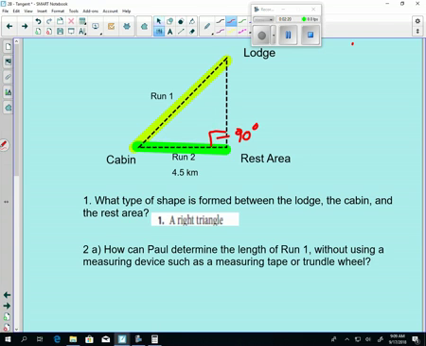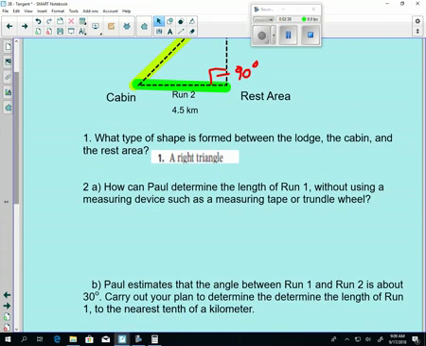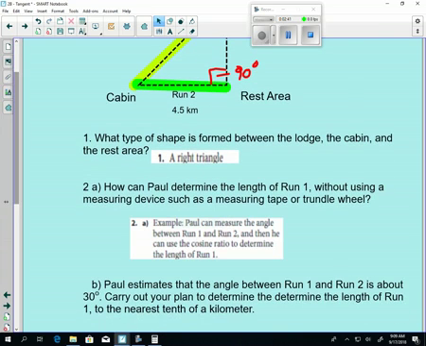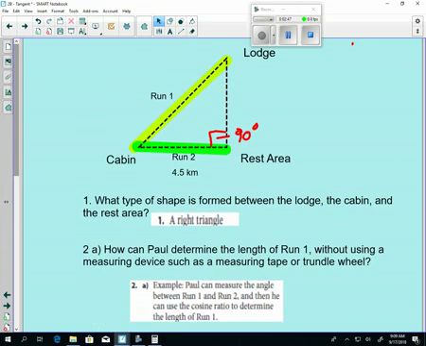Now, how can Paul determine the length of the run without using a measuring device such as a measuring tape or a trundle wheel? If he had a tape, he could start here and he could measure it all the way from here to here. But if that's kilometers, that's a long tape. So we got to find a quicker and easier way of doing it. And this is where trig comes in handy. So what he can do is he can measure the angle between run 1 and run 2 and then use the cosine ratio.